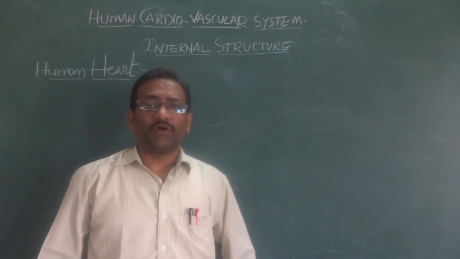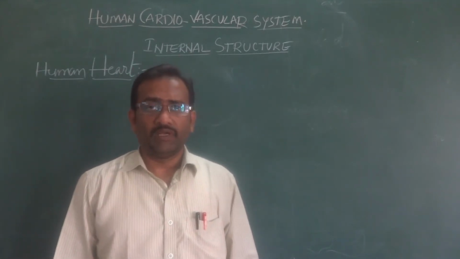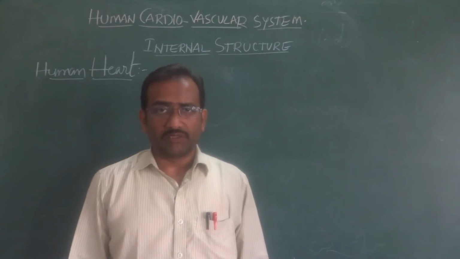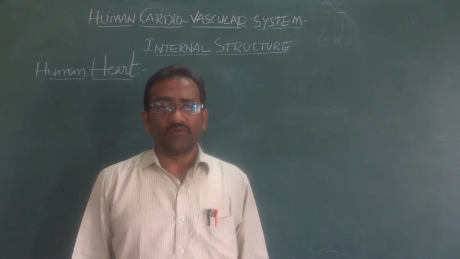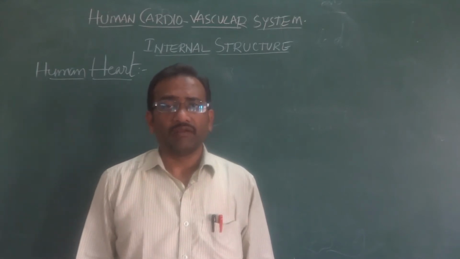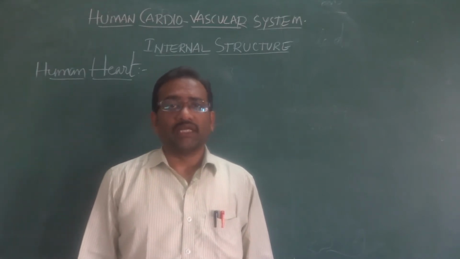The human heart is made up of four chambers. These four chambers are the upper two chambers and the lower two chambers. Totally there are four chambers. For our convenience and for easy understanding, I am taking the upper two chambers as a round shape.